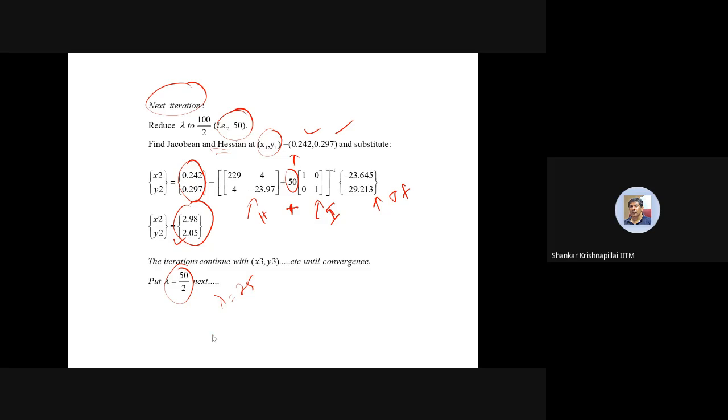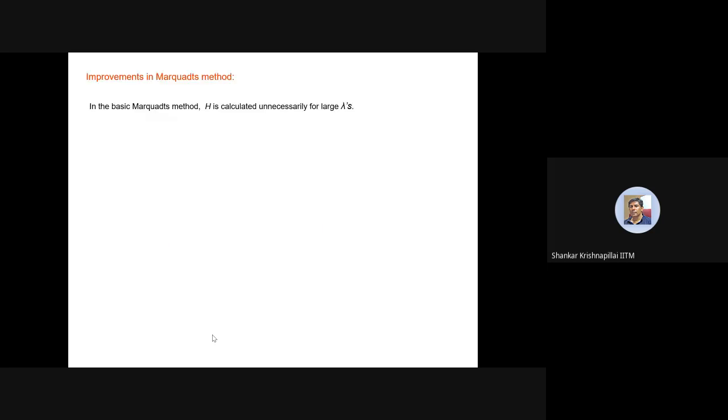So this is a popularly used method. Then, improvements in the Marquardt method. In this basic Marquardt method, H is unnecessarily calculated for large values of lambda. Because as I told you, when lambda becomes big, lambda into I becomes much greater than H. So unnecessarily you are using the value of H.